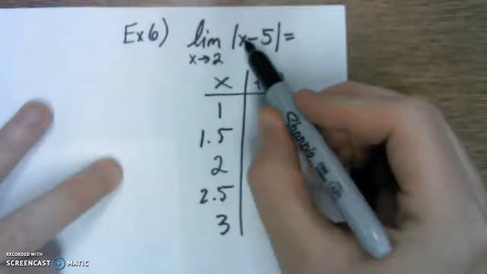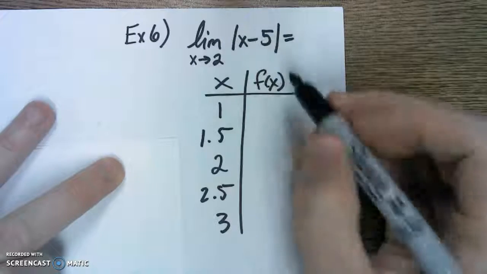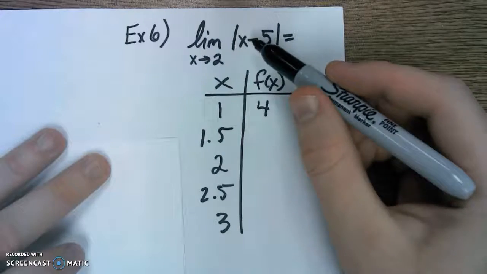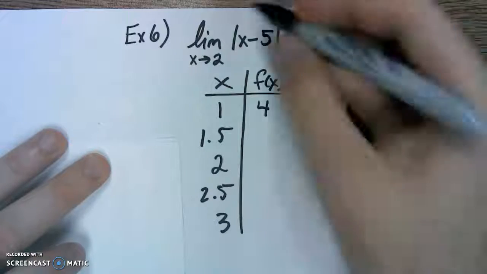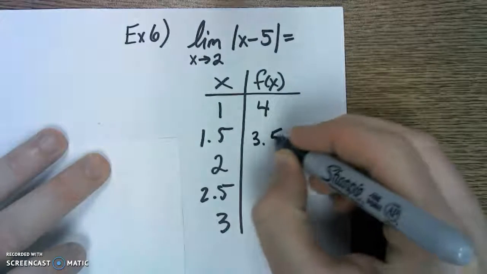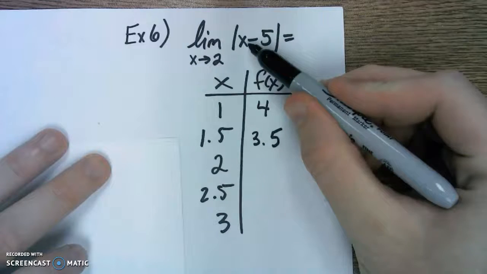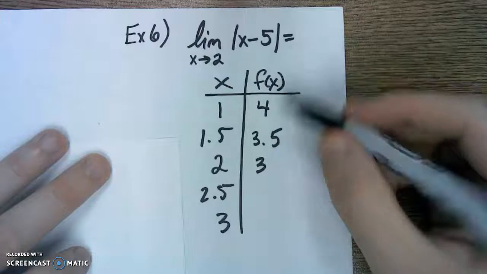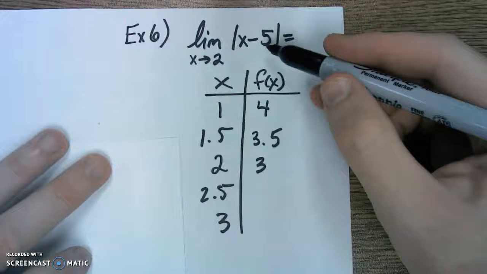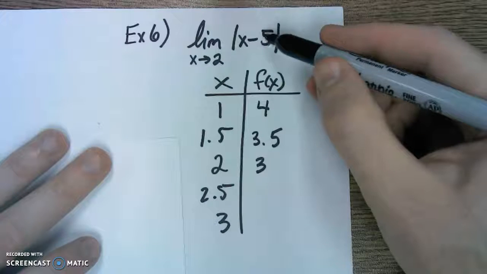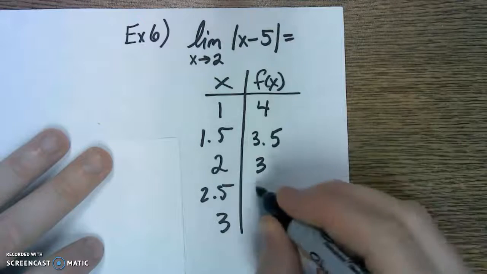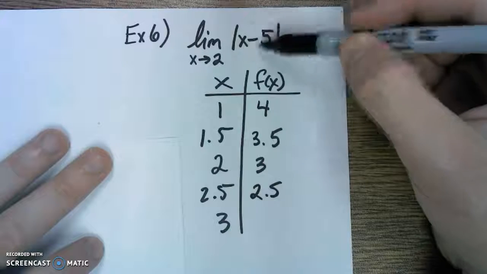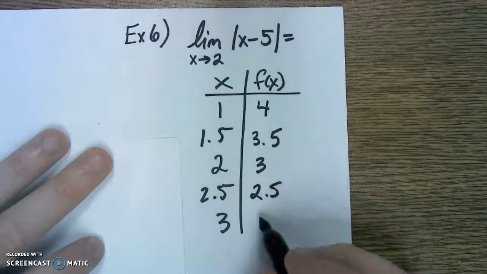If I plug in 1, I get -4, but the absolute value will change it to +4. If I plug in 1.5, I get -3.5, but the absolute value changes it to +3.5. If I plug in 2, I get -3, but the absolute value will change it to +3. If I plug in 2.5, I get -2.5, but the absolute value will change it to +2.5. If I plug in 3, I get -2, but the absolute value will change it to +2.